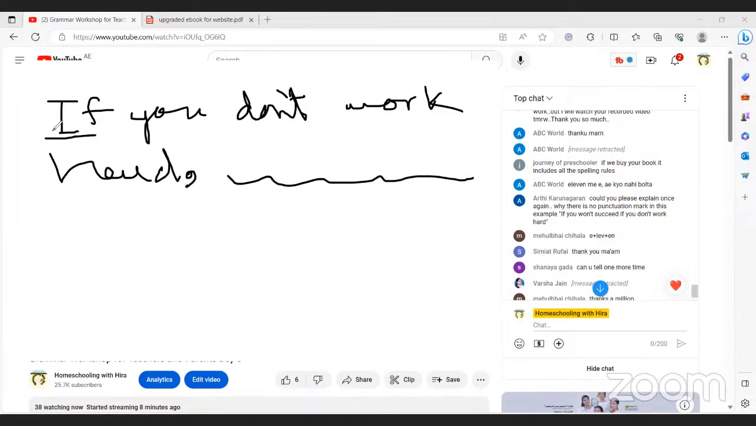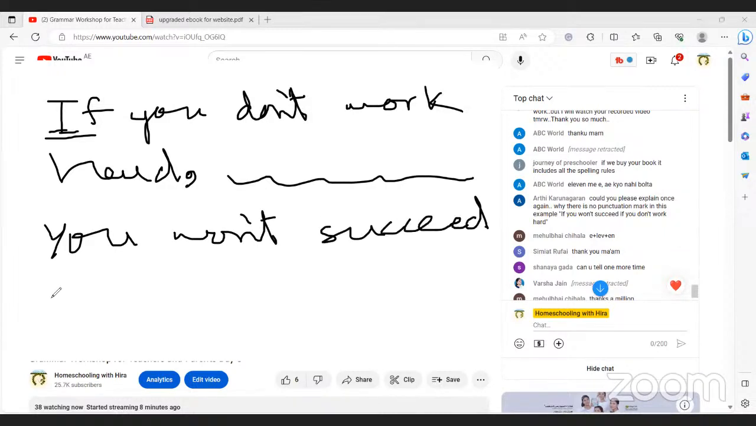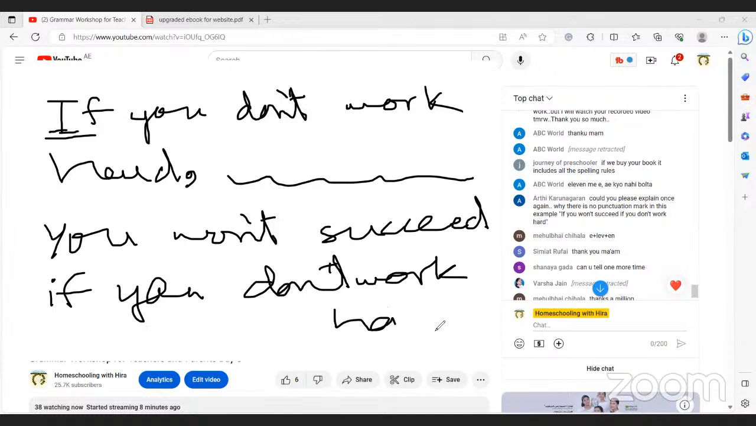If you are starting your sentence with the subordinate conjunction, you need to give a comma here. But if you are starting your sentence with a main clause, you won't succeed, and then you have if in the middle, you don't need a comma. You won't succeed if you don't work hard. If you have the conjunction in the middle, you don't need a comma. If you have a conjunction at the beginning, you need to have a comma at the end of the dependent clause.